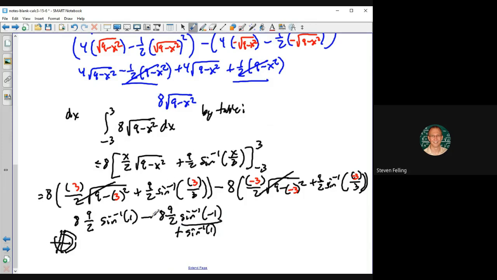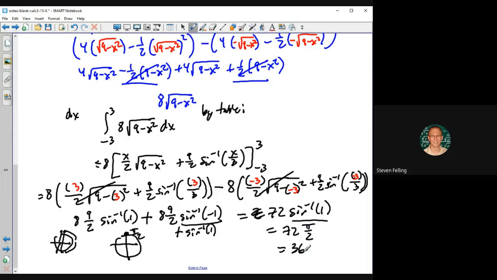These change sign. So I actually have 8 times 9 divided by 2, but then 2 of them, so the 2's go away. I end up getting 72 times the inverse sine of 1, which if you plug that in a calculator, well, actually we can do that. Inverse sine of 1, we're saying what angle has a sine of 1? Well, that would be the angle pi over 2. So actually the inverse sine of 1 is pi over 2.